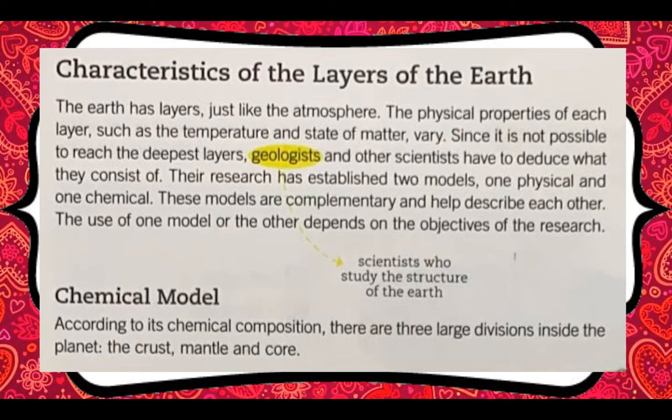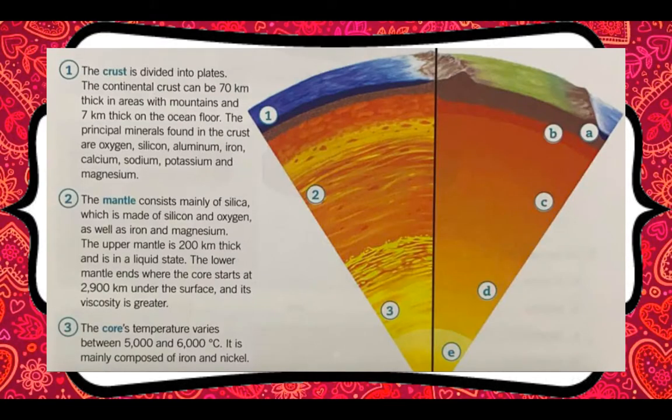Chemical model. According to its chemical composition, there are three large divisions inside the planet: the crust, mantle, and core. Number 1, the crust is divided into plates. The continental crust can be 70 kilometers thick in areas with mountains and 7 kilometers thick on the ocean floor. The principal minerals found in the crust are oxygen, silicon, aluminum, iron, calcium, sodium, potassium, and magnesium.